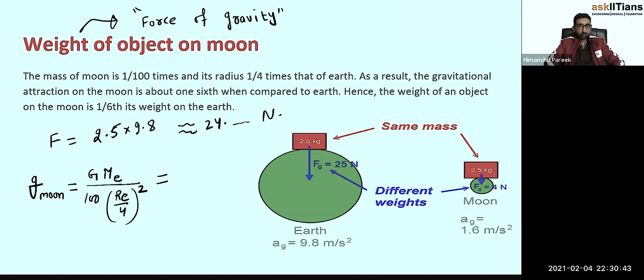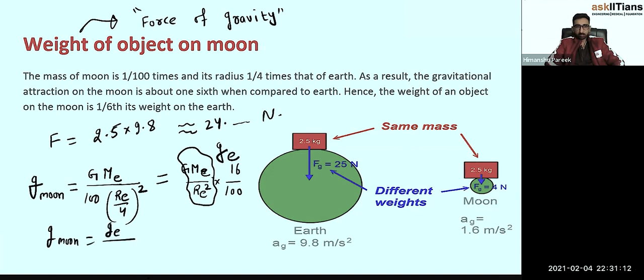So the mass of the Moon is 1 by 100 times and its radius is 1 by 4 times that of Earth. So we will be writing it as GME divided by RE square. In the denominator, this will remain 100 and this 16 will go up. What is this, guys? This is nothing but small g on the surface of Earth. So g Moon is equal to g Earth divided by 6 point something. So approximately we can say that gravity on the surface of the Moon is 1/6 of that on the surface of Earth.